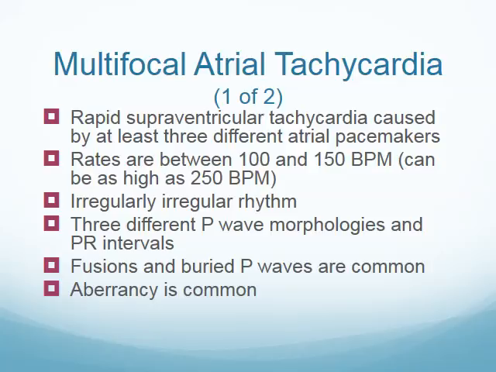It has at least 3 different atrial pacemakers. The rate's anywhere from 100 to 150. It's a tachycardia, so it's got to be at least 100. Irregularly irregular. 3 different P wave morphologies and 3 different PRs. And then we're going to have fusion and buried P waves, and aberrancy is also common, meaning you can have the appearance of an elongated QRS complex even though there's no pathology causing it.